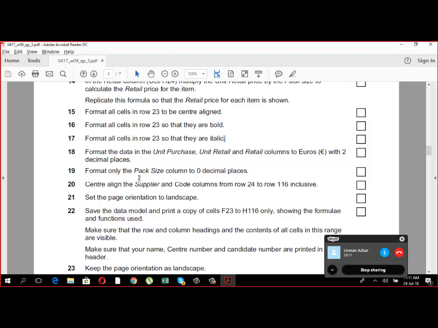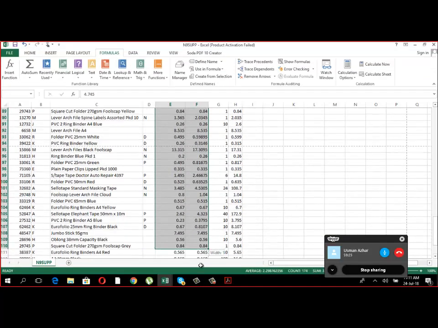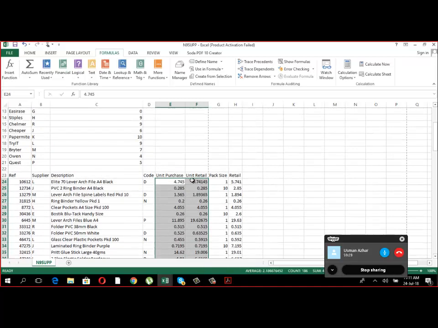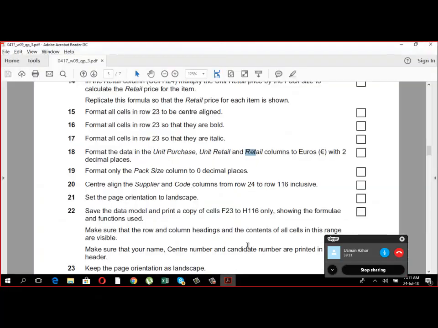I can ignore this. Format the data in the unit retail and retail columns to two decimal places. I'll not ignore it, I'll do it. Currency. So we have to format currency. We have to go to currency. Format. Yes. Is it fine?